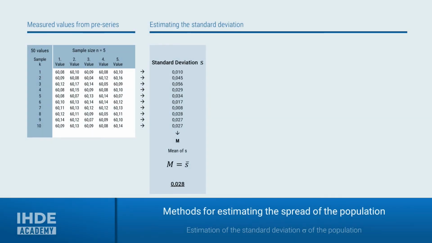The standard deviation was calculated for each of the 5 individual values in a sample and written in the right-hand column. The mean value was again calculated from these standard deviations. The value S bar is 0.028 mm. This is the center line of the control chart.